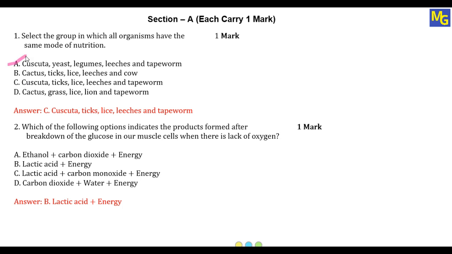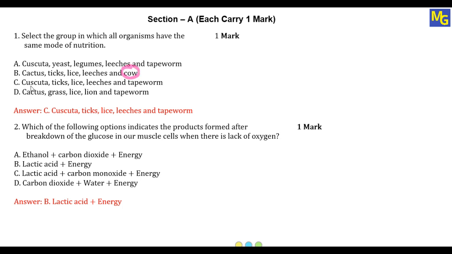Option A: cuscuta, yeast, legumes, leeches, tapeworms. Here cuscuta is a parasite, yeast is a saprophyte, legume is autotrophic, leech is a parasite, and tapeworm is also a parasite. So cuscuta, yeast, leech and tapeworm come in the same category, but legumes are in a different category. So option A will not be the answer. Option B: cactus, ticks, lice, leeches and cow. Here cow is different and will not come in this category.